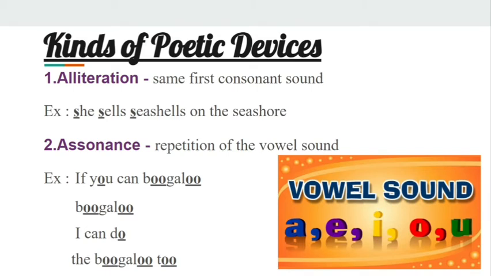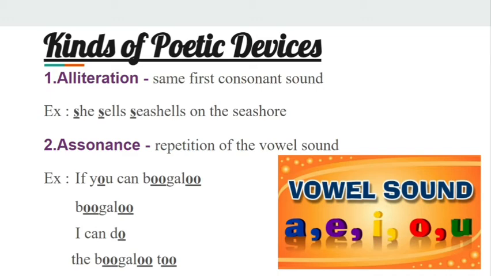Alliteration. Alliteration is the repetition of the first consonant sound. It means when the same consonant sound is repeated in many words in a single line. An example is given in which S is repeated 3 times. You can see in "she sells" that S is repeated thrice. So this is an example of alliteration.